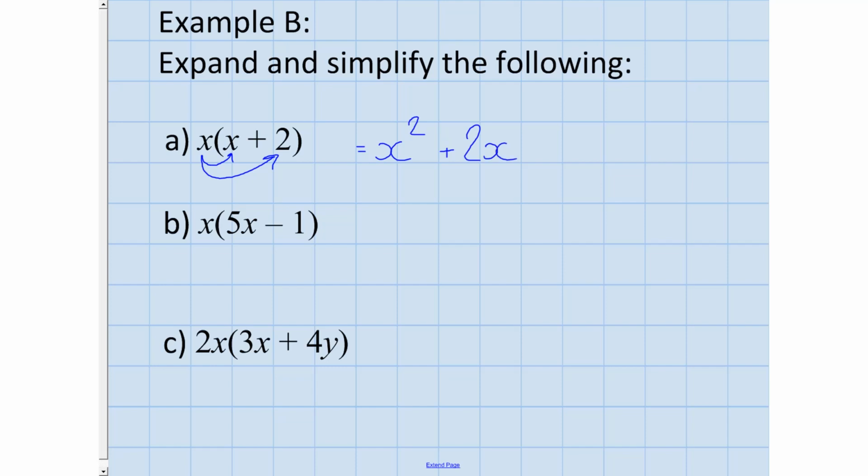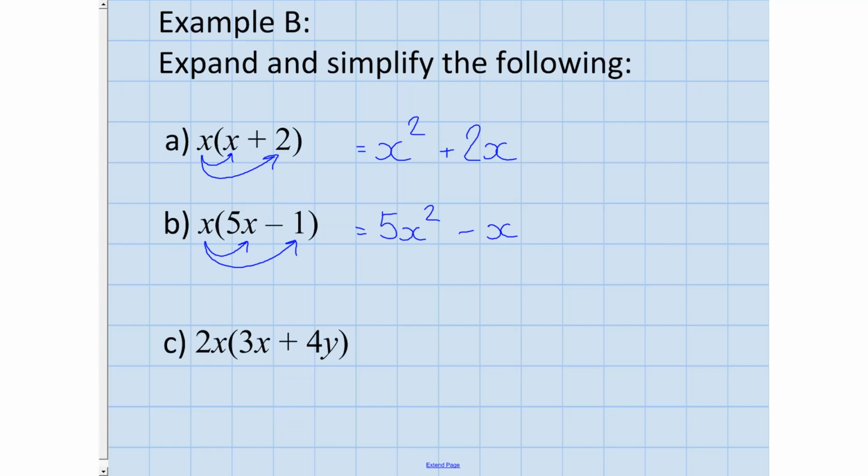Let's do another one. So I've got x and 5x. If we times those together, we'll have 5x squared. And x times minus 1 will be minus 1x, or just minus x.